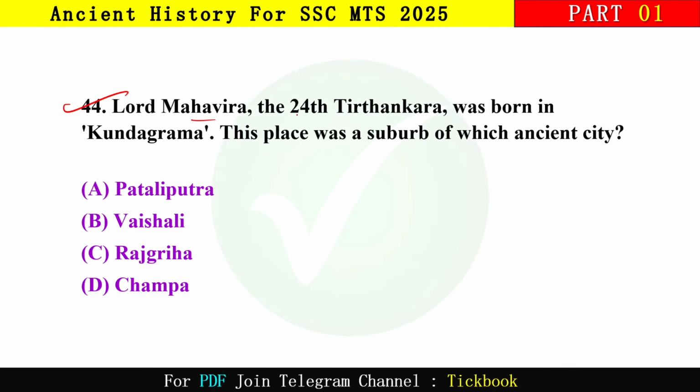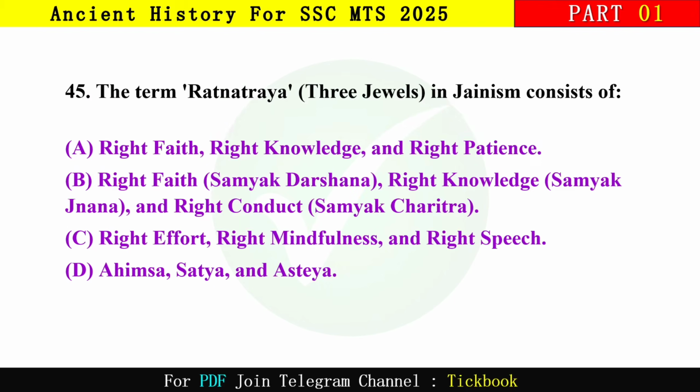44. Lord Mahavir, the 24th Tirthankar, was born in Kundagram. This place was a suburb of which city? Option number B, Vaishali. 45. The term Ratnatraya, three jewels in Jainism, consists of? Option number B, right faith, right knowledge, and right conduct.